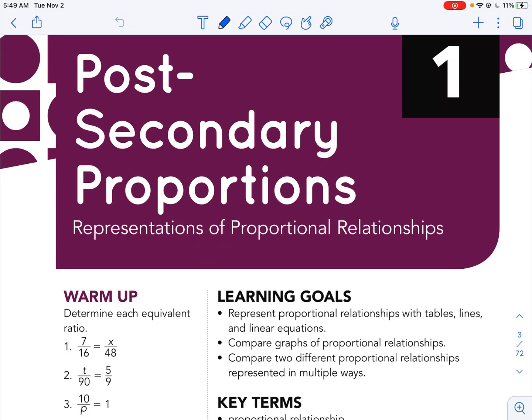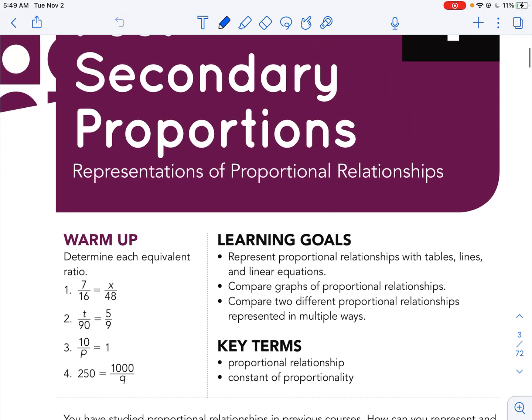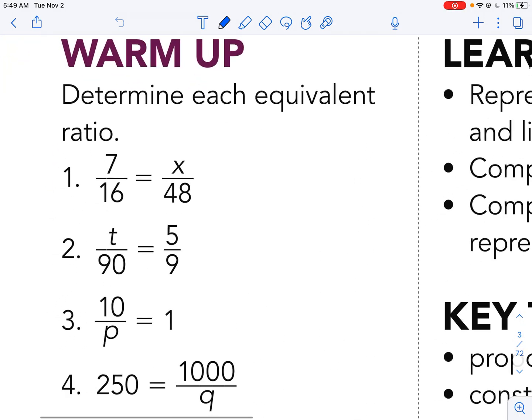Post-secondary proportions. So we are now in Module 2, Topic 1, and this will be Lesson 1. Okay, so how do I solve these?